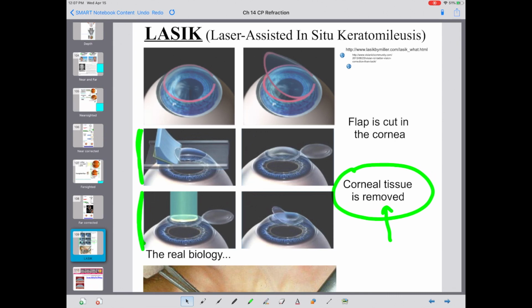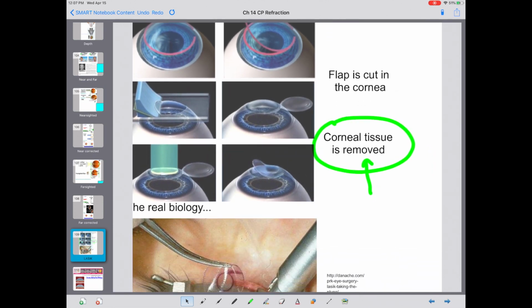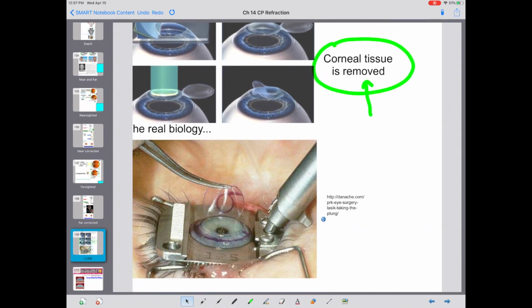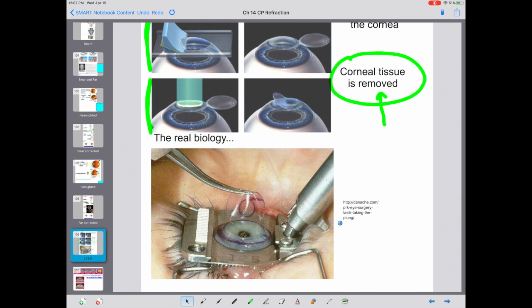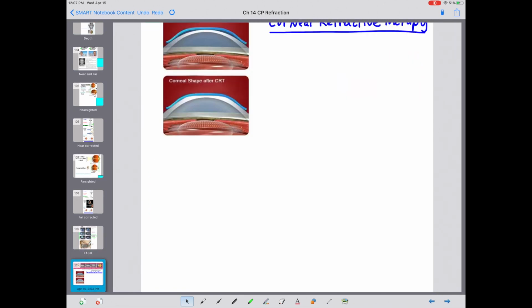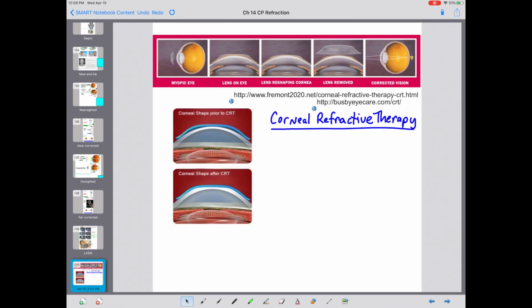Now, the actual biology. We have a picture down here on the bottom of the actual biology. If you don't want to look at the actual biology, then fast forward through this or look to the side. Your actual biology of the process. Boom, right there. There's your biology of the actual surgery taking place. Lots of biology there. Some people are not candidates for LASIK. Here's another variation. Let me bring our images down.